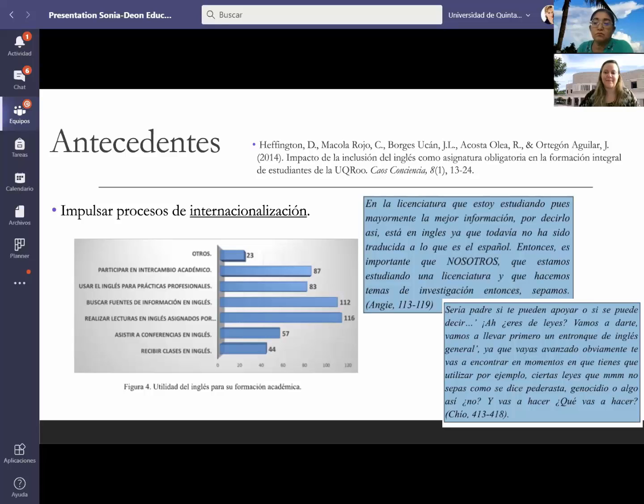¿Creen que tenga algún impacto el hecho de que los estudiantes, por ejemplo, tengan que llevar el inglés?